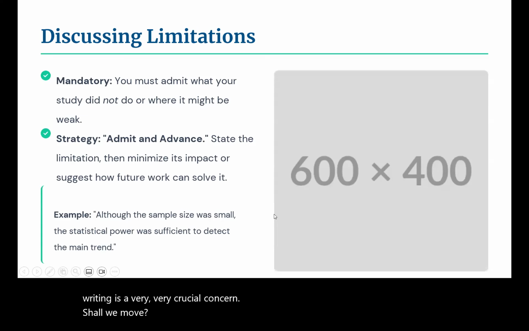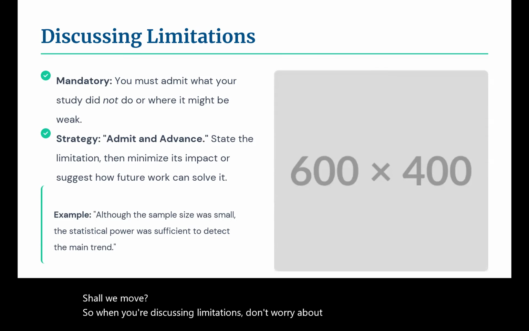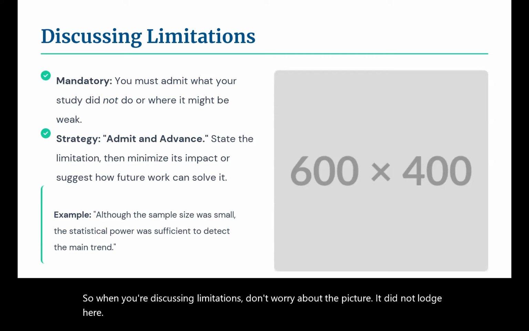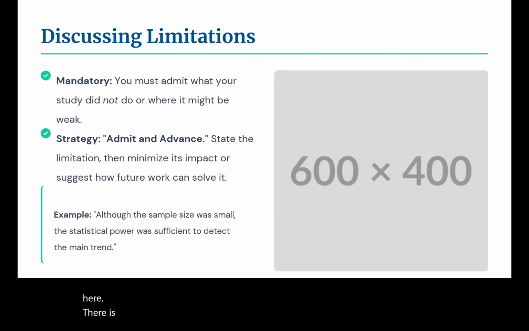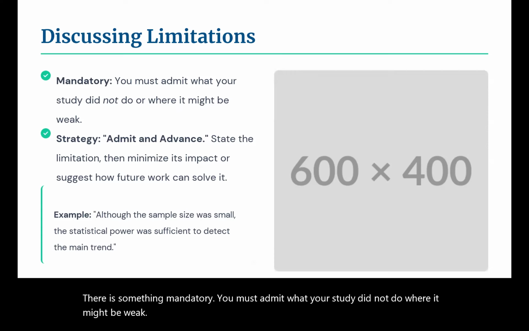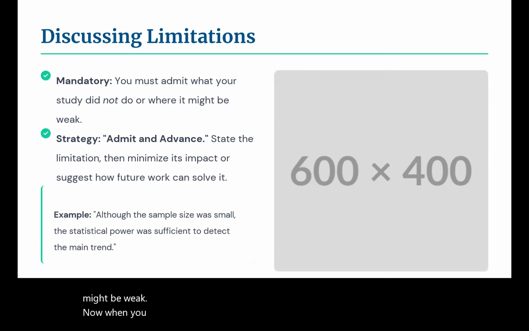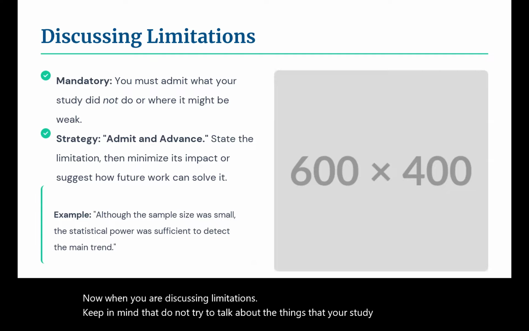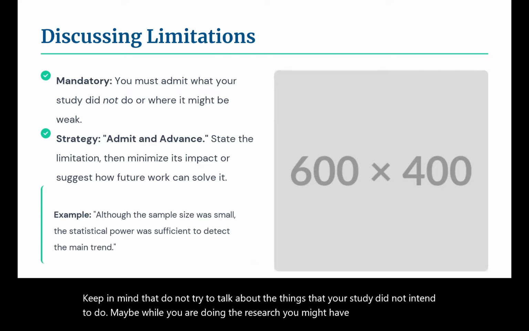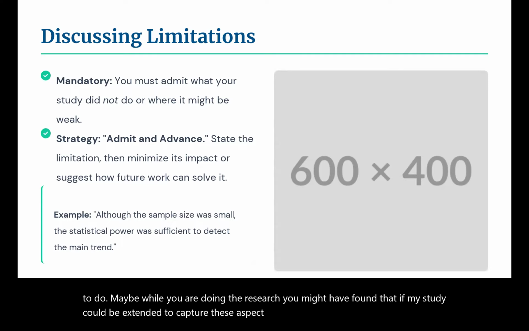So when you're discussing limitations, don't worry about the picture. It did not load here. There is something mandatory. You must admit what your study did not do, where it might be weak. Now, when you are discussing limitations, keep in mind not to talk about the things that your study did not intend to do. Maybe while you're doing the research, you might have found that, if my study could be extended to capture this aspect as well, oh my God, how good it is.